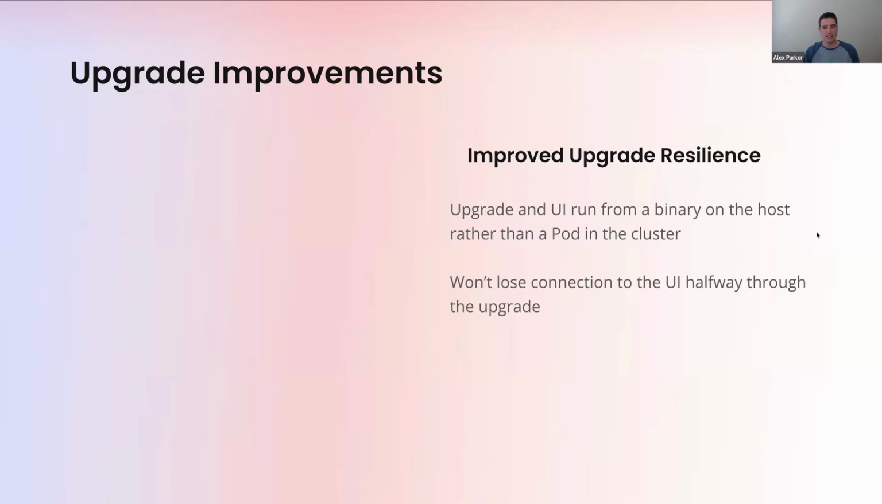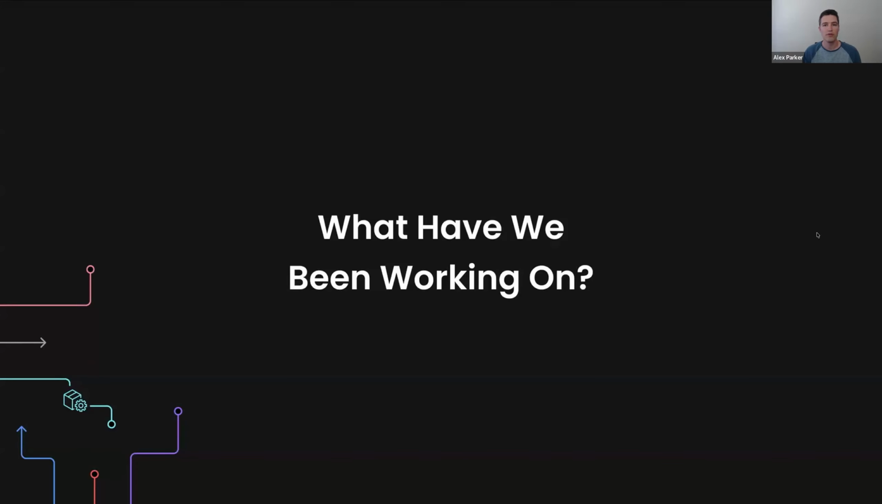So this mitigates a lot of problems we saw in the past, like the UI losing connectivity halfway through the upgrade because the node had to be drained. And we're also able to run host pre-flights for upgrades now, so we can catch issues not just before install, but also before upgrade. Moving forward onto since that last talk, what have we been working on since then?